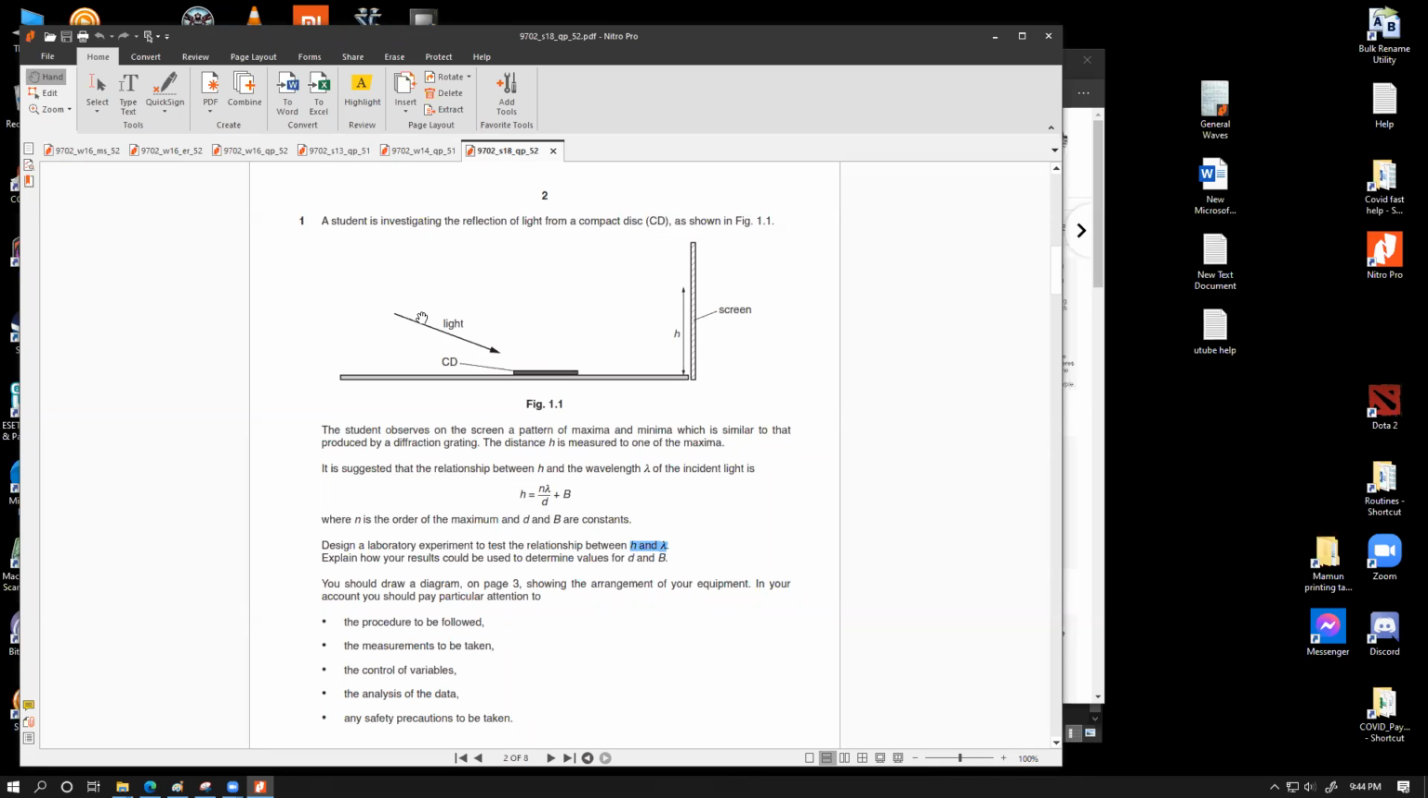So different colors, and we should have a logical way to measure that wavelength, because you can see over here that we are trying to test the relationship between h and lambda. So if you want to test the relation between h and lambda, you have to be able to plot h and lambda. So lambda has to be measured. So how would you measure the wavelength of light?